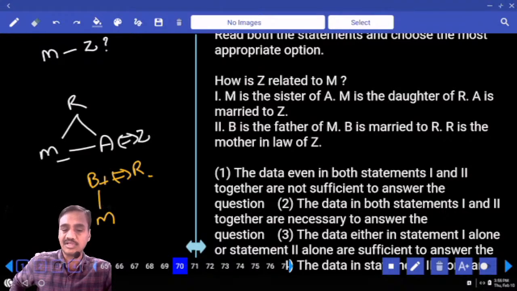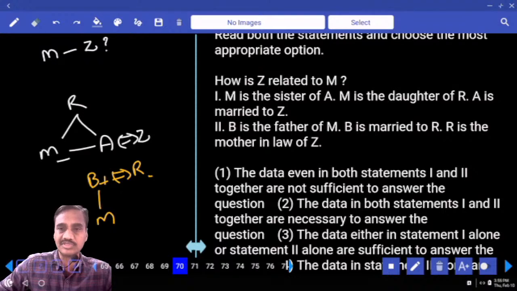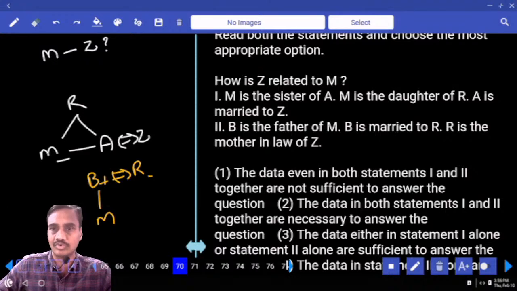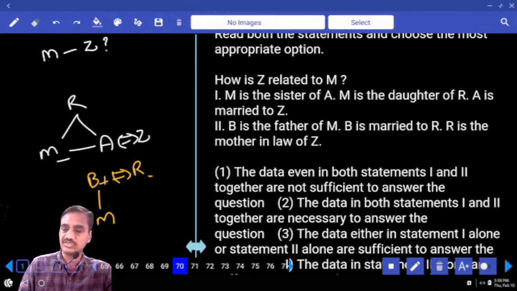As R is the mother-in-law of Z here, now whether this Z is married to M or Z is married to M's sibling, that information is also not clearly known. How many children this B is having, that is also not known, isn't it? Hence, one alone is not sufficient, two alone is not sufficient. Then, by combining these two also, the gender of this Z is not known.